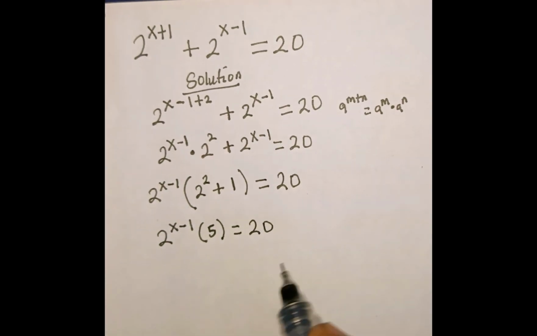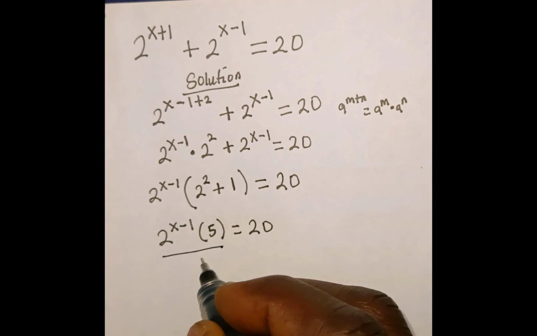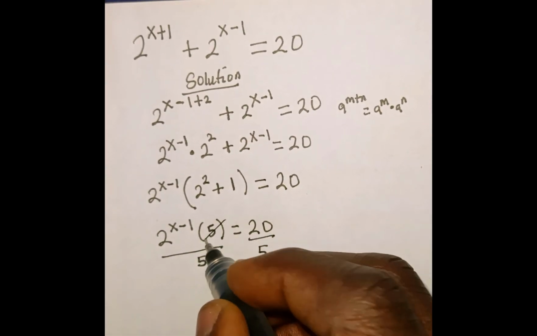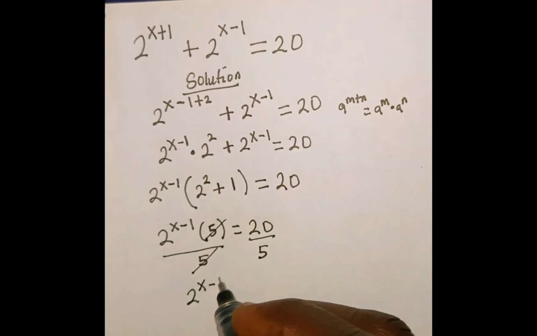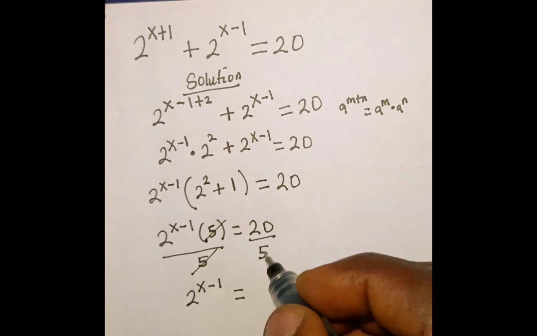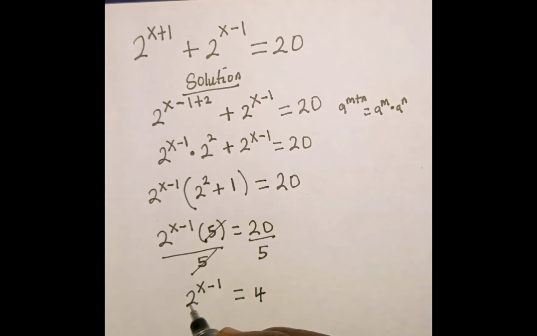So the next step is to divide both sides by this 5 in order to eliminate this 5. So we divide the left hand side by 5 and also the right hand side by 5 so that this 5 can cancel this 5. We are left with just 2 to the power of x minus 1 on the left hand side, which is going to be equal to 20 divided by 5, which gives us 4. Now, what do you notice? Here the base is 2 and here the base is 4. So we can make the base the same in order to equate the power.